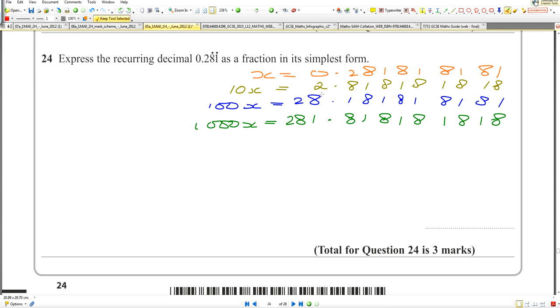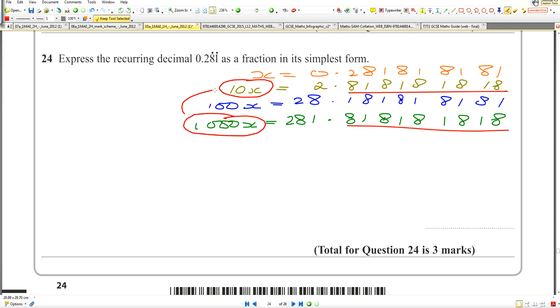So this one here, look here. All of this lines up with all of that. And that's what we need. We need the decimal part to line up so when we minus them, it comes down to 0. The decimal part gets eliminated. So we are interested in 10x and 1000x.